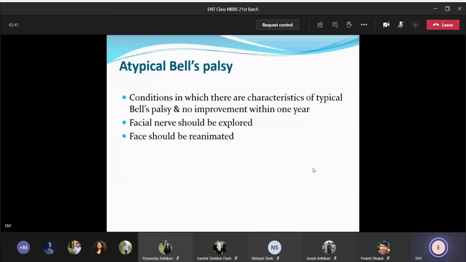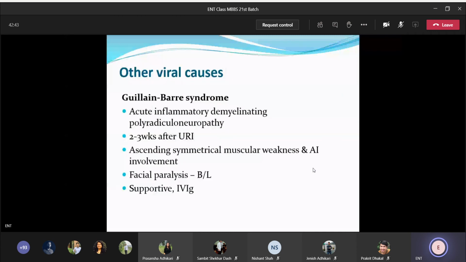Other viral causes, Guillain-Barré syndrome, it is the most common cause for the bilateral facial nerve palsy. Acute inflammatory demyelinating polyradiculoneuropathy. It follows 2 to 3 weeks after URI, upper respiratory tract infection. There is a facial paralysis bilateral, and we have to give the supportive treatment.